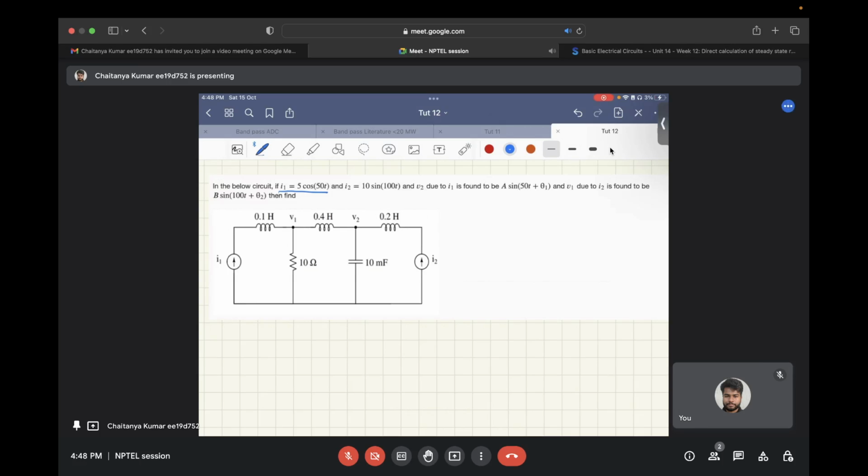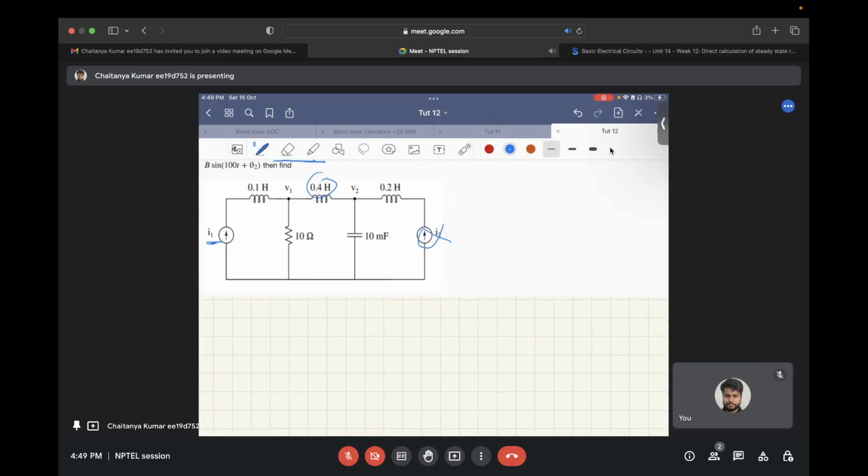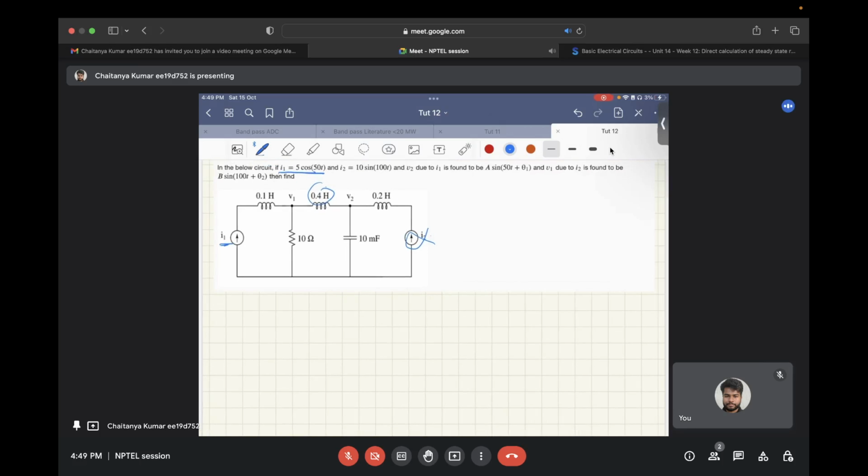What you will need to do in this case is de-energize one of the sources and find the impedance corresponding to the particular frequency that is mentioned in the question, and solve this accordingly. So let's solve it for one of the input sources. Let's choose I1. An inductance in series with a current source doesn't have any impact on the circuit. So I1 goes to this network.